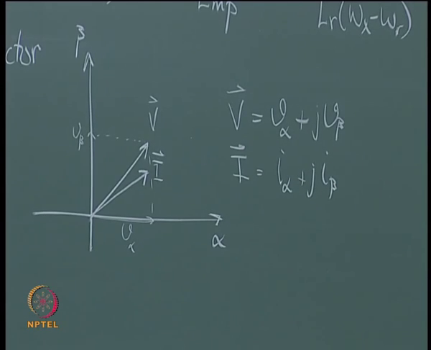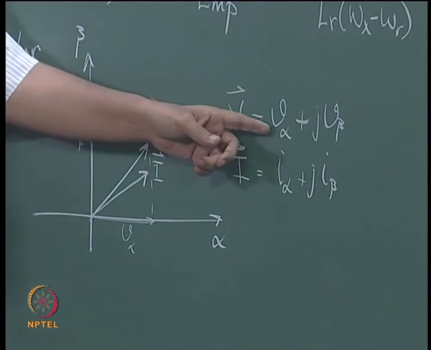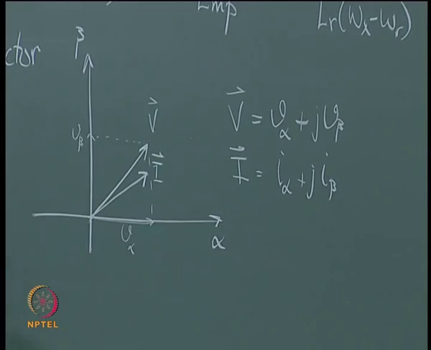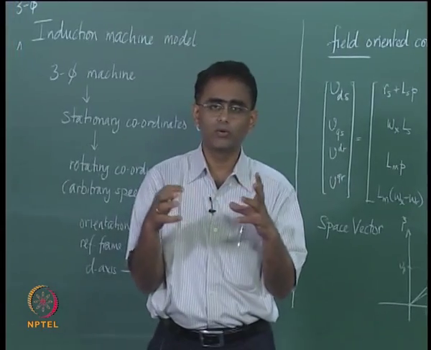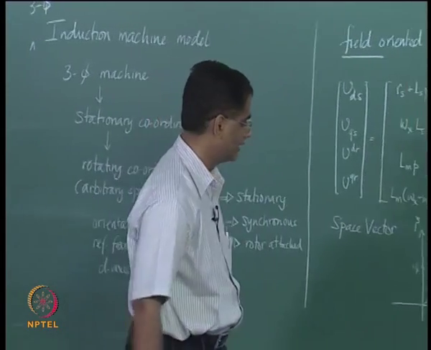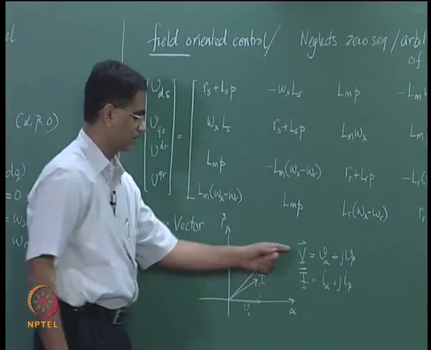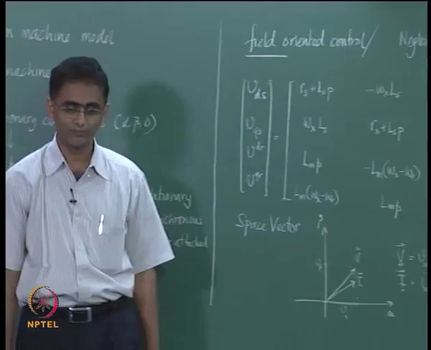So instead of now representing four terms, V alpha, V beta, I alpha and I beta individually, one can combine them into a more concise notation, that is the space vector notation, as space vector of V and space vector of I.